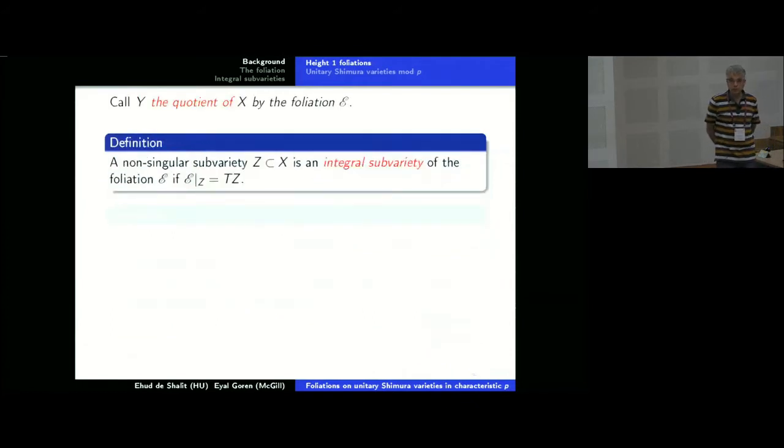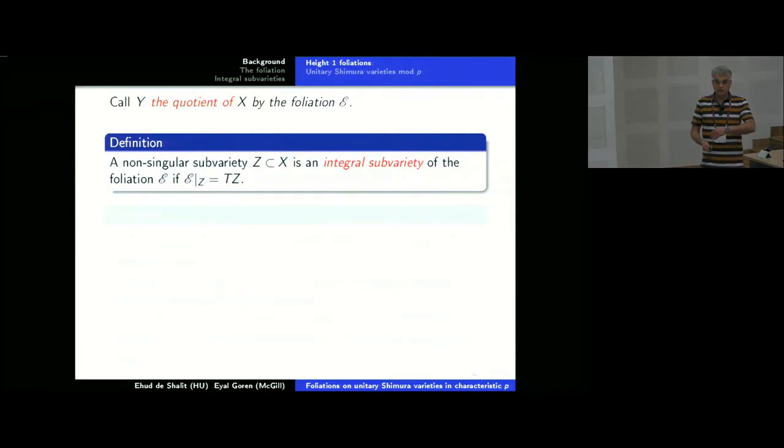So in this case, we shall call Y the quotient of X by the foliation E. A related notion that arises in this situation is the notion of integral subvariety. I guess you all know in infinitely differentiable differential geometry, or over the reals say, the involutiveness of E by Frobenius theorem guarantees that you can integrate it, that you can find what's called an integral subvariety.